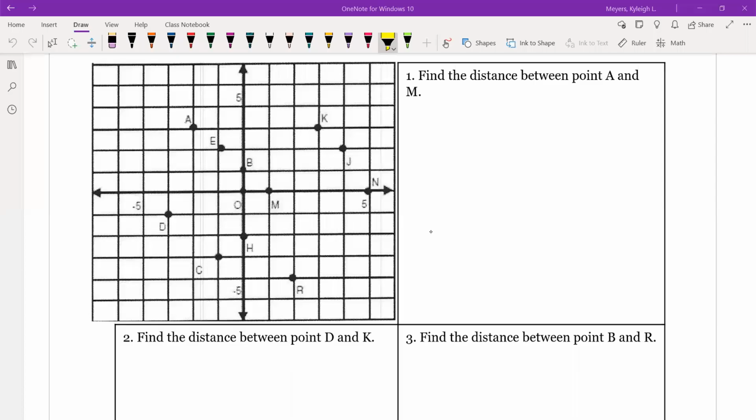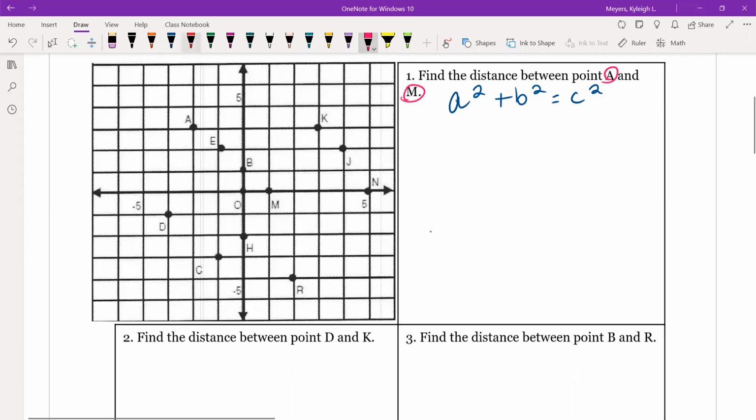All right, so we are still using the Pythagorean theorem, except now we're using it to find the distance between points. So we always start by writing the Pythagorean theorem, right? A squared plus b squared equals c squared. And this says the distance between point A and M.